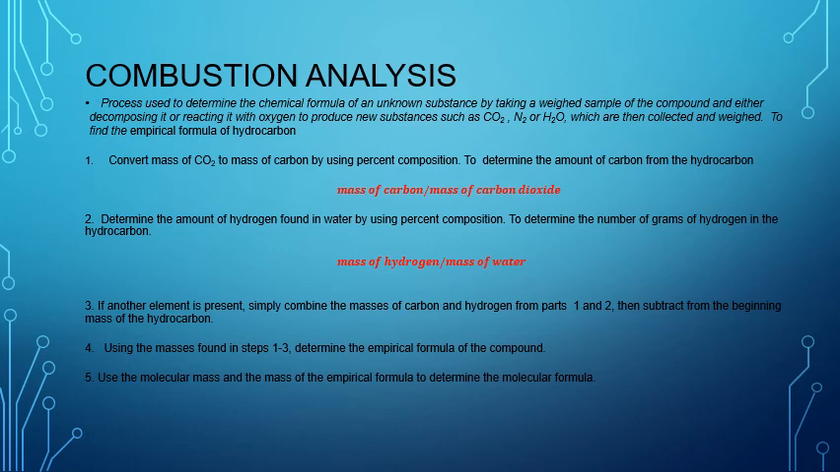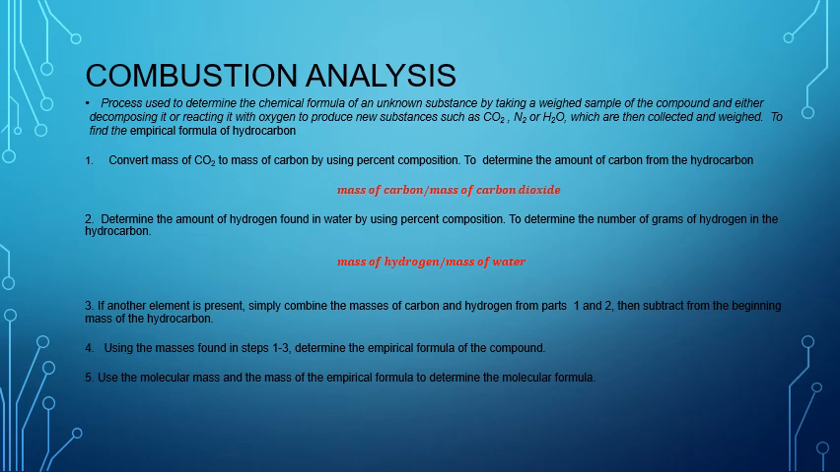To find the empirical formula for the hydrocarbon, we're going to use a two-step process. Because we're now going to be given information about the compounds that are formed, we're going to convert the mass of carbon dioxide to just the mass of carbon by using percent composition. So this is just going to take one extra step. We're going to do the percent composition first to determine what mass of the carbon or the hydrogen, typically, because they typically are looking at hydrocarbons for this.